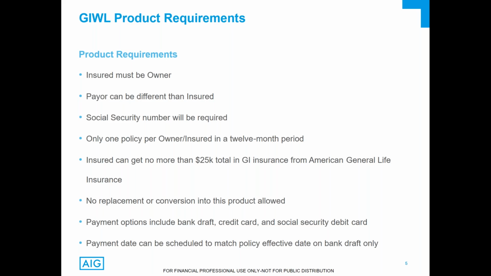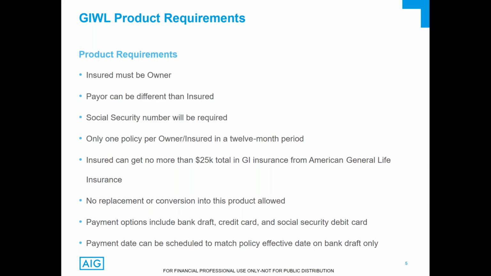From a payment perspective, we allow for bank drafts, credit cards, and Social Security debit cards. So again, this is recurring credit cards and the Social Security debit card as well as payment methods. We do not allow for direct bill, and we do not allow for the applications to be submitted along with a paper check. We must have either a bank draft form or a credit card form. And the payment date can either be an immediate draft or they can schedule a date out to the future.